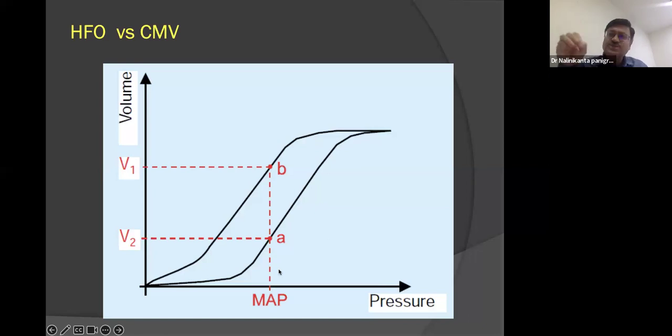So the key of HFO is recruitment. If you have done recruitment once, with a lower pressure you can get a better tidal volume. So the injuries are less in HFO once the recruitment starts.